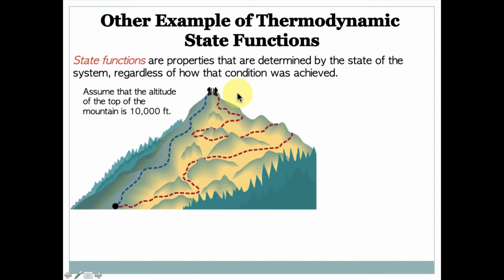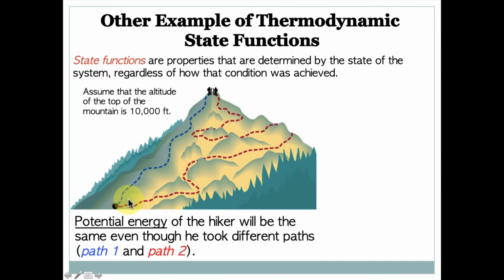Now, if you look at the altitude of that hiker when he's at the top of the mountain, his altitude is always going to be 10,000 feet, regardless whether he goes through path 1 or whether he goes through path 2, because he is going to end up exactly at 10,000 feet higher than what he was when he was starting. In other words, the altitude is not affected by the path that this hiker takes.